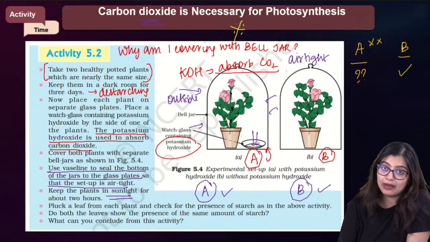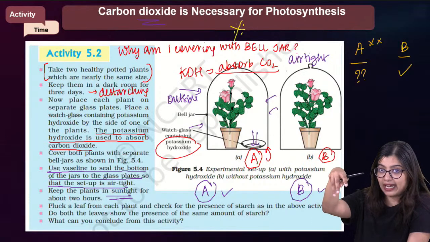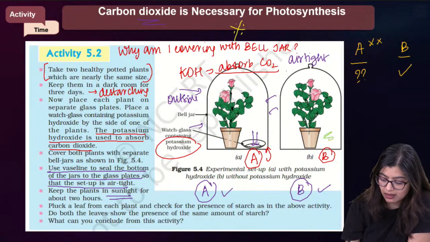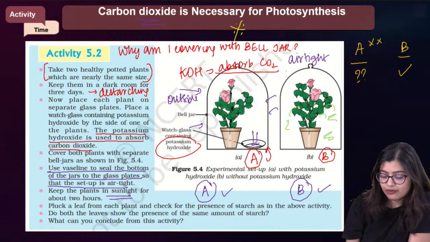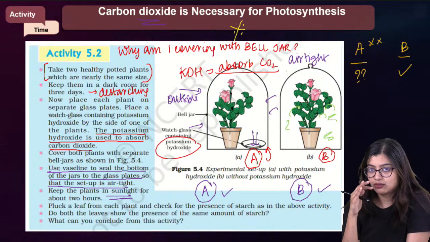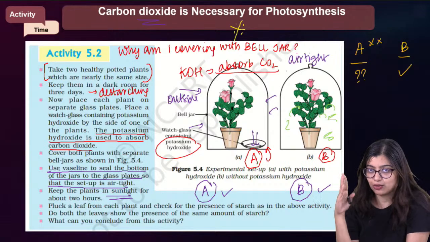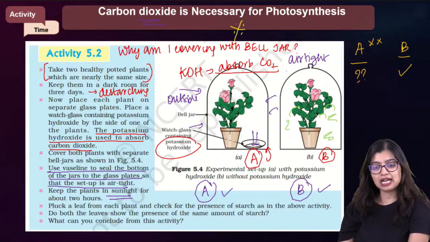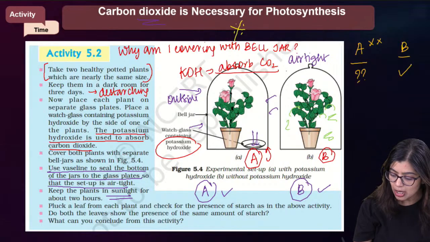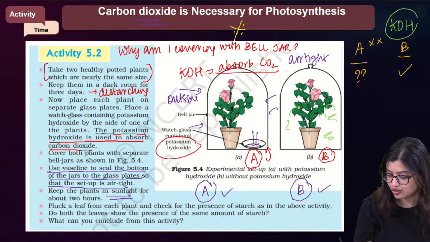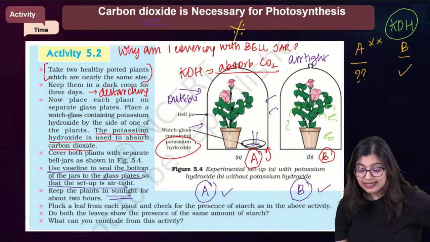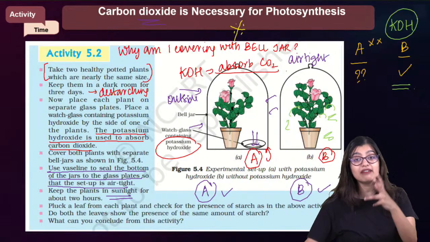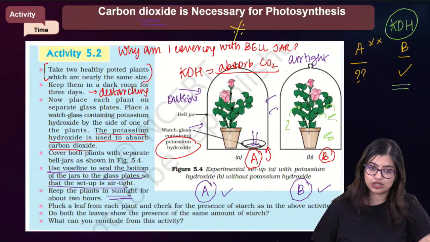Now in B, what has happened? Even though I did destarching and all of that, whatever carbon dioxide was available was utilized by the plant for photosynthesis, which means that photosynthesis happened, glucose was produced, starch was formed. So when I add iodine to it, it will turn positive for starch test. Yes? Potassium hydroxide is KOH. This is the formula, which is why in this case, of both A and B, B will turn positive for starch test.